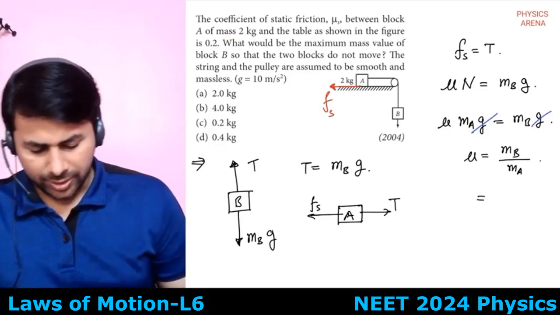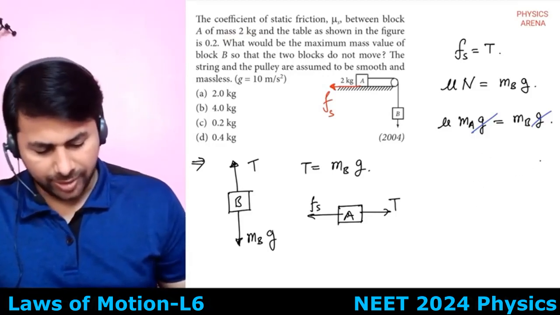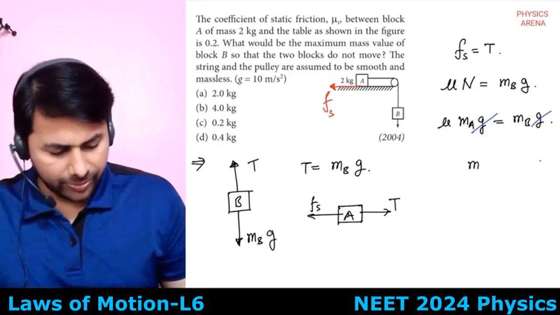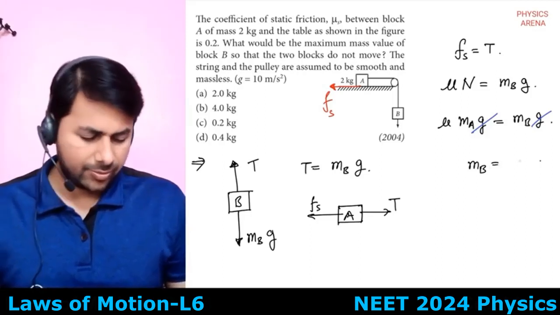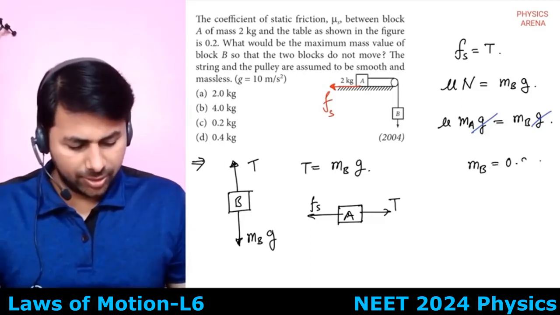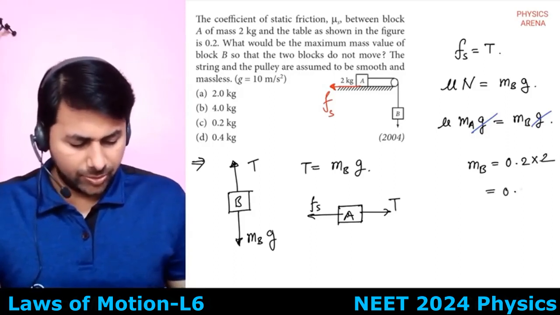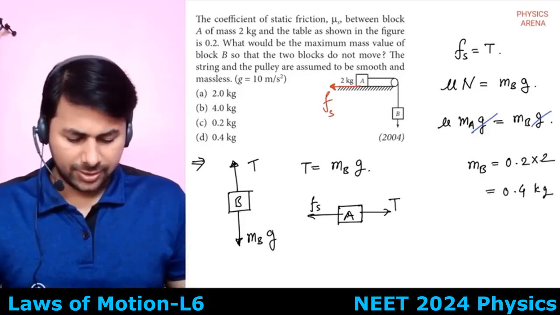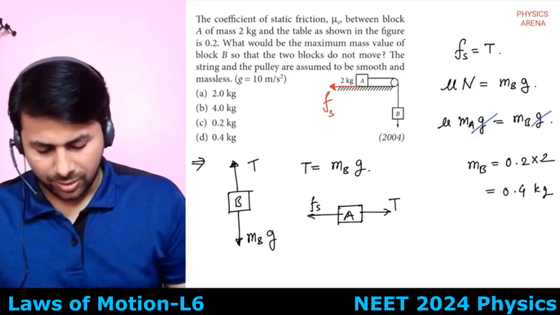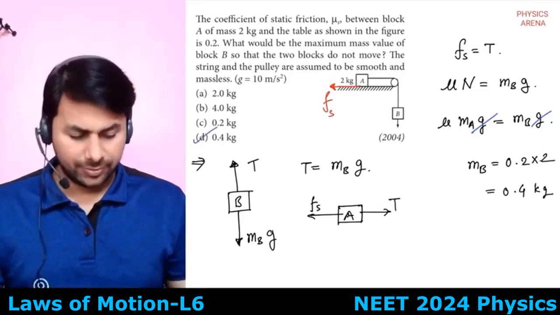Oh, sorry. We want to find out the mass of B, right? So it is equal to mu into ma. It is 0.2 multiplied by 2, so 0.4 kg. This is the answer. Option D.